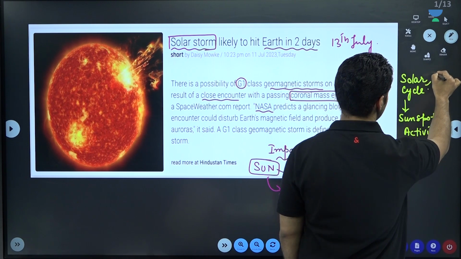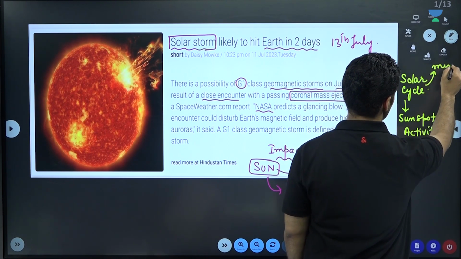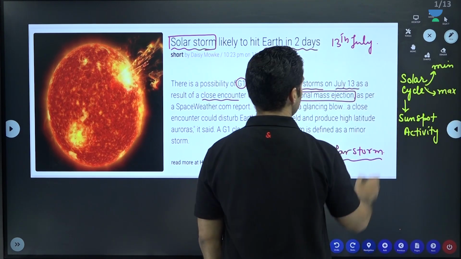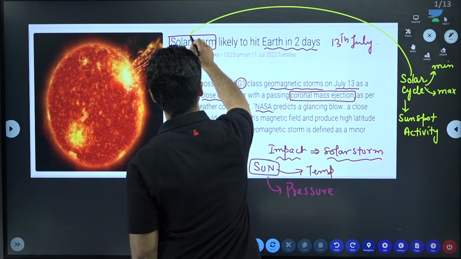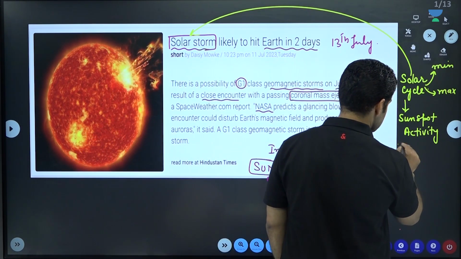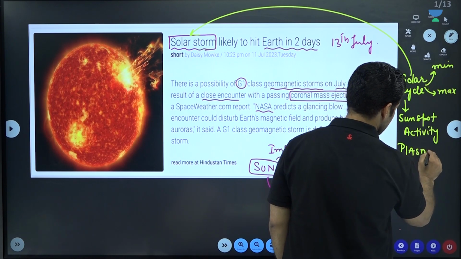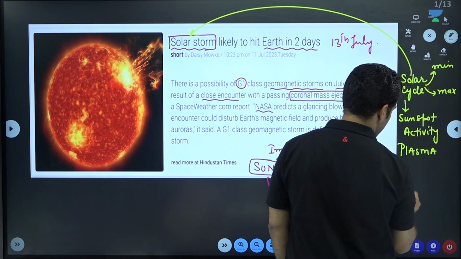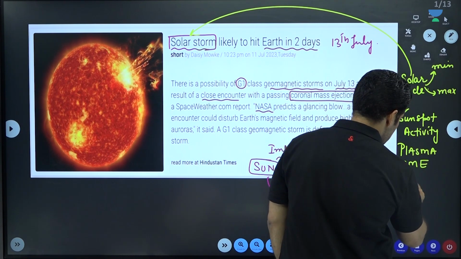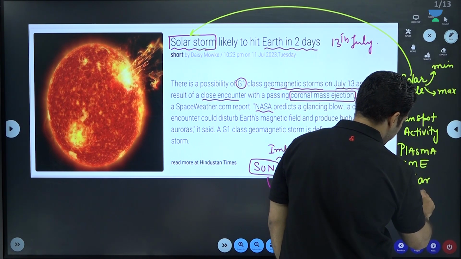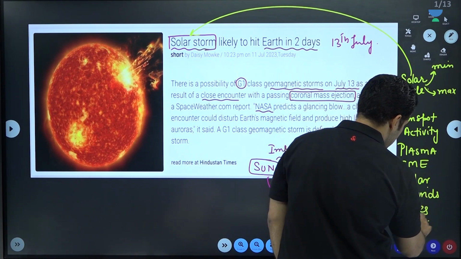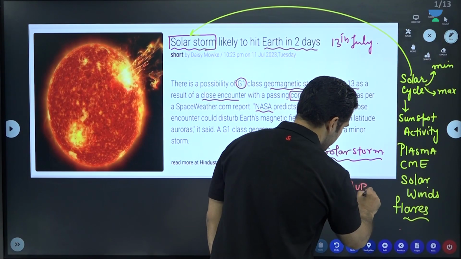In this solar cycle, we need to understand what solar minimum is, what solar maximum is, and how this solar minimum and maximum are related to this solar storm. Then we need to understand what plasma is. We need to understand what CME, coronal mass ejection, is, and solar winds, solar flares, and aurora.